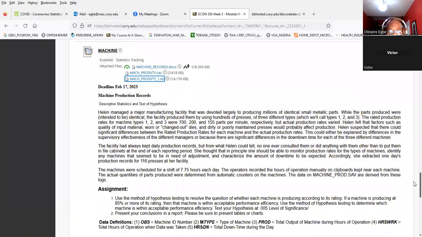Are you seeing my screen? Yes, I can see your screen. Okay. So you see where it says it right here? I think the second sentence says the rated production rates for machine types 1, 2, and 3 were 700, 200, and 155. So that's correct. This is pretty much the average population rate, so what we just expected. What we just calculated is the sample, and what they've given us here is the population.